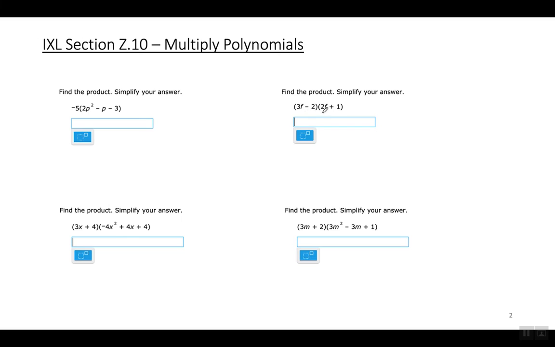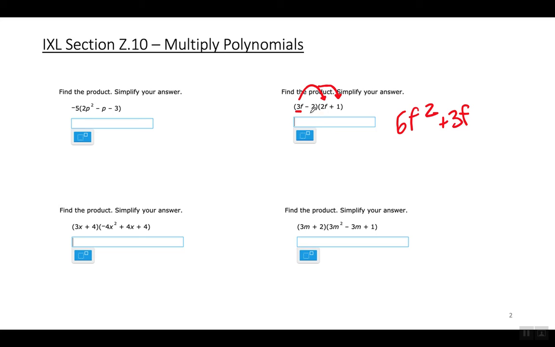Over here, I have a binomial times a binomial. I'm going to remember that to multiply two binomials, I have to first take that first term and multiply it times each of the terms in the other parentheses. So 3f times 2f is going to give me 6f to the second power. Then 3f times +1 is going to give me 3f.